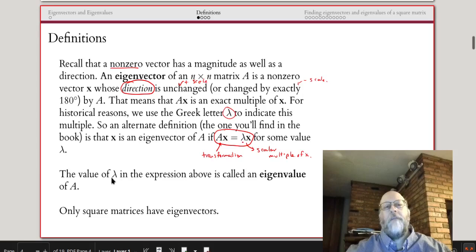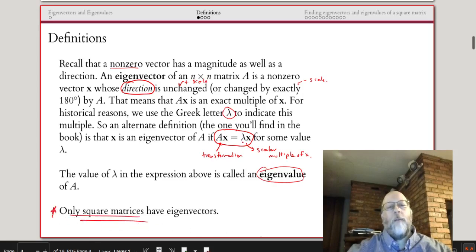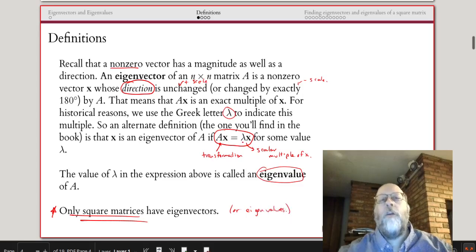In this case, the value of lambda is called the eigenvalue, and this only applies to square matrices. Only square matrices have eigenvectors or eigenvalues. We can't do this for a non-square matrix.